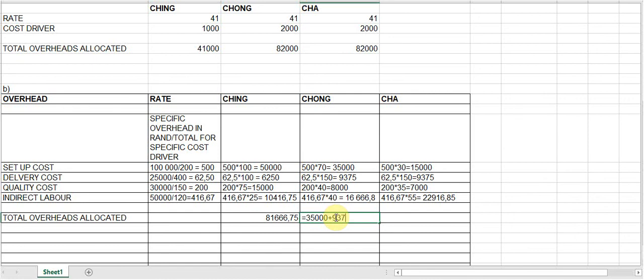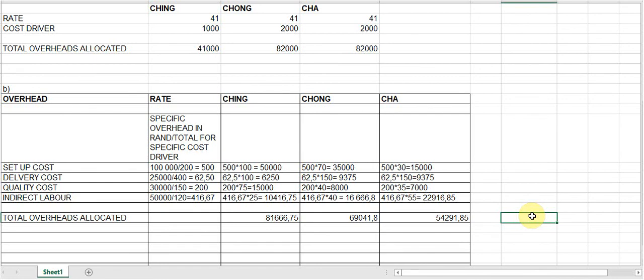Add to that 9,375, add to that 8,000, and add to that 16,666.8. For Cha, it's going to be the 15,000 plus the 9,375, add the 7,000, and add the 22,916.85. So in total, you will allocate 81,666 and 75 cents to Ching. You will allocate 69,041 Rand and 80 cents to Chong, and 54,291 and 85 cents to Cha.